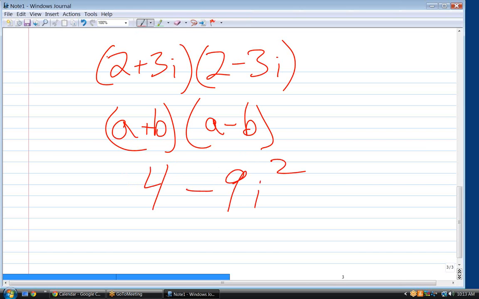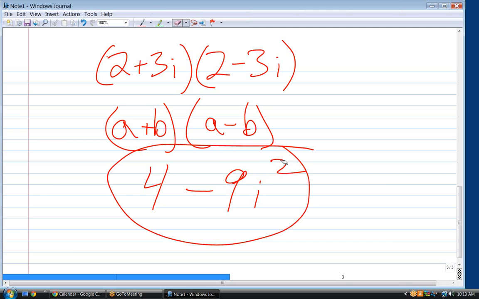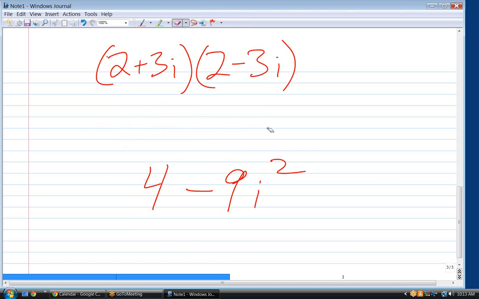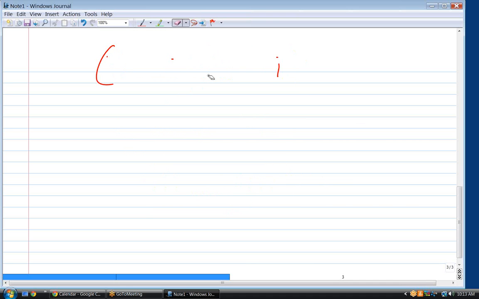All right. Okay? And you have to do it so often that it's worth memorizing. It's worth noticing, because when you can put it together quickly, it takes about 10 seconds. When you have to FOIL it, it takes about 30 seconds. So any little shortcuts like that are going to benefit you immensely. What's 4 minus 9i squared equal to? 13? Yes, correct. Okay.